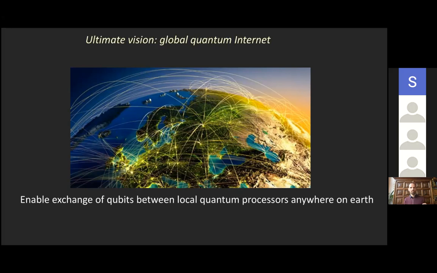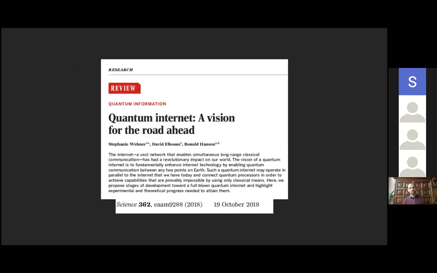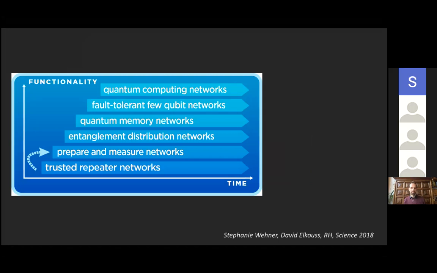Now, to make the road towards the dot on the horizon a bit more tangible, colleagues of mine, Stephanie Wehner and David Elkouss, and I have written a perspective 2 years ago in which we actually try to break down what steps would have to be done. And out of this, arguably, you could condense this whole article into this picture, because this picture gives you a sort of stepping stone of the different stages of quantum network development that we expect to have as a function of time.